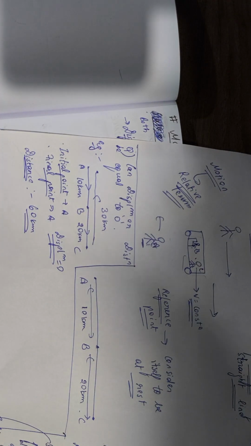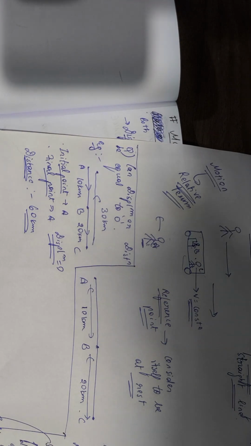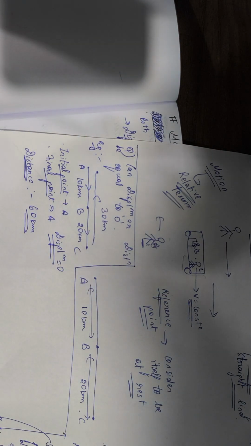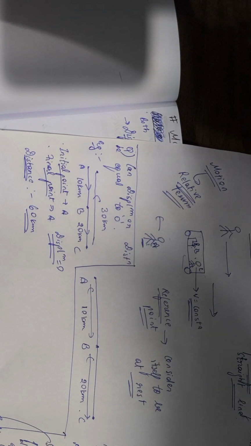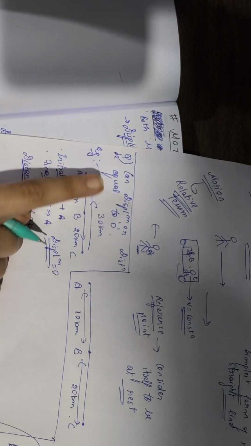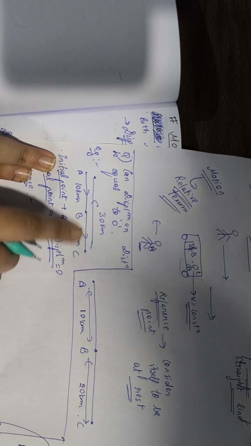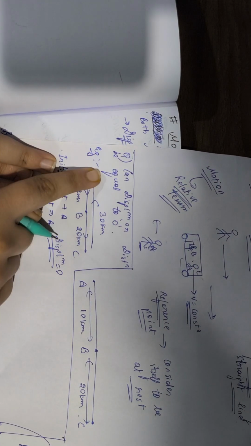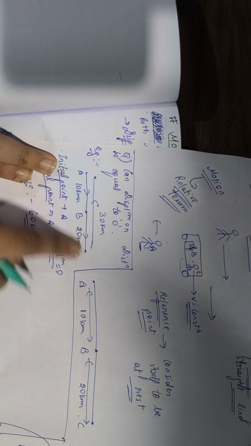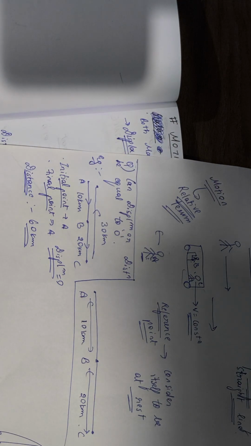Basically direction. Distance is not depending on direction. Distance is depending on the total path length. What is the total path length? First he moved from A to B, B to C, back to A. This is the total path length. First he moved 30 kilometers from A to C. Then he moved from C to A back. So that is 30 kilometers again. So 60 kilometers total he traveled. Understood? This is the distance and this is the displacement.